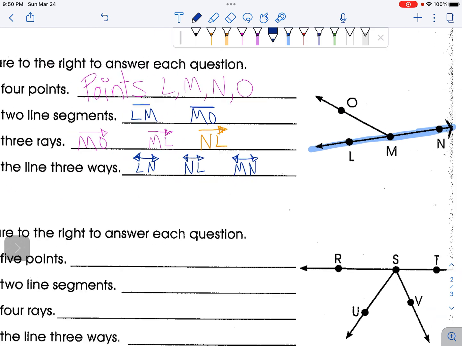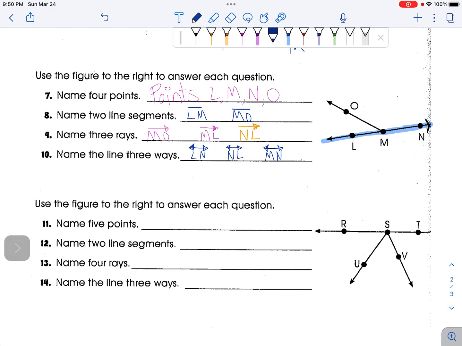Using those as examples, try the bottom 11 through 14. Don't forget to take the mastery check after you've checked your answers.